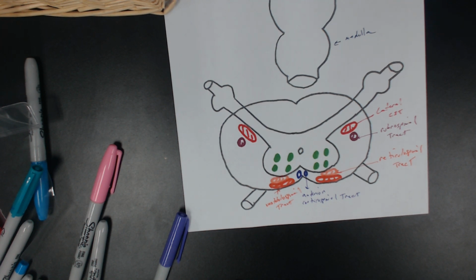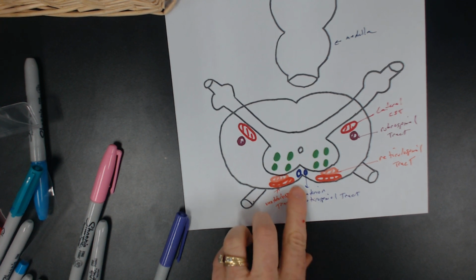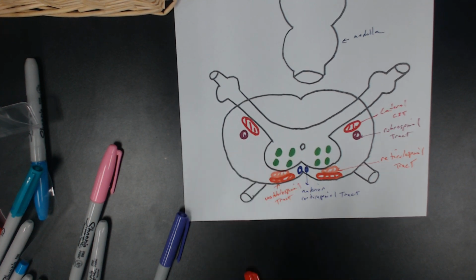Okay, everybody got it? Let's look at, yes, Josh? What are the blue ones called on the bottom? This is the anterior corticospinal tract. Try to make them purple.